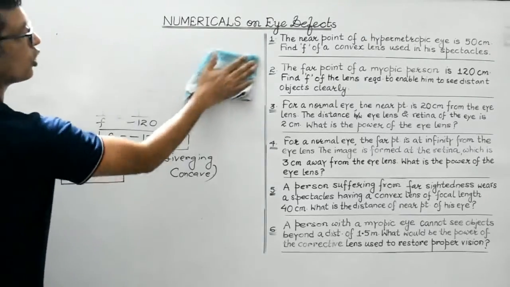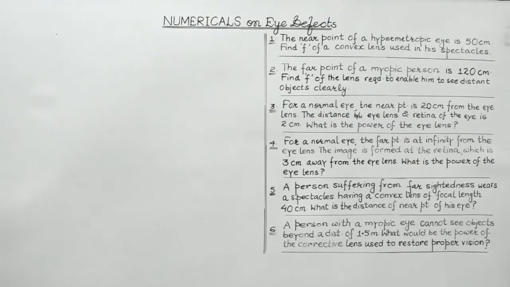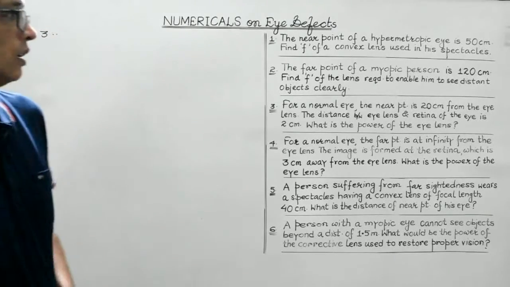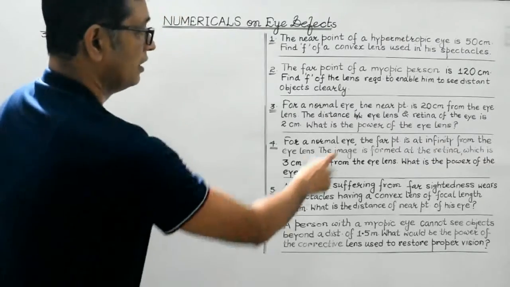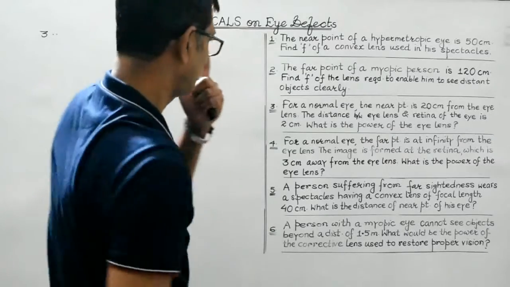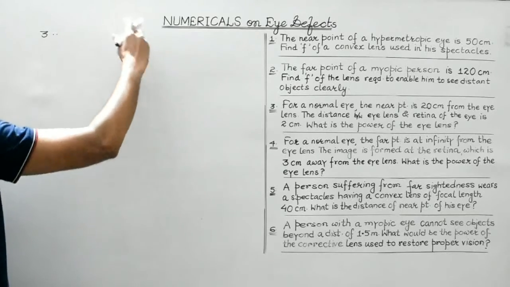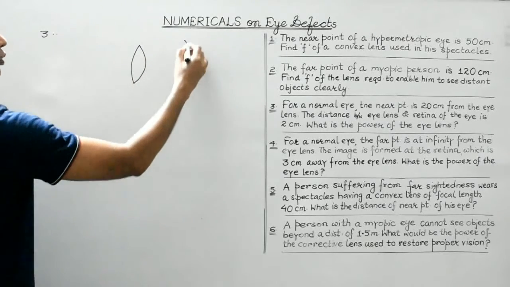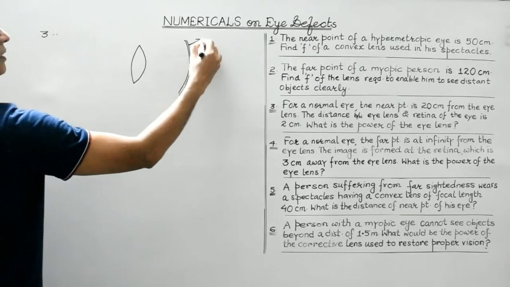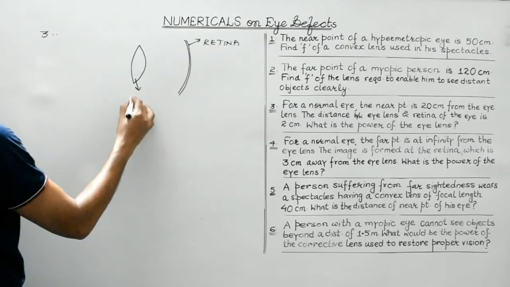Okay, let's proceed with the third question now. For a normal eye, the near point is given to be 20 centimeter. Instead of 25, it is given to be 20 centimeter, from the eye lens. Here we are not talking about any spec, any external lens. We are talking about eye lens. This is suppose the eye lens. As you are aware, our eye lens is more convex at the back than at the front. And this is suppose the retina. Image is formed at the retina. This is retina. And let us consider this to be our eye lens.